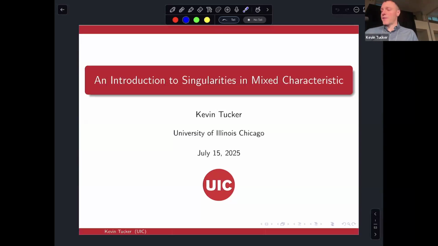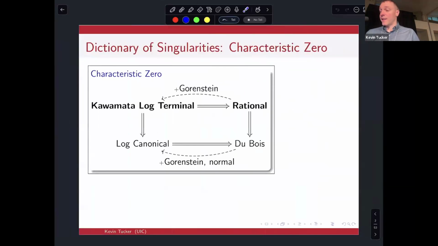Building on Carl's talk from yesterday, today I'll talk more in depth about singularities in mixed characteristic. More precisely, I want to tell you how we can extend and build a framework for singularities in mixed characteristic that enhances the ones we have in characteristic 0 and positive characteristic. Each framework in the different characteristics comes with its own dictionary of terms. So let's start by reviewing the dictionary of terms in characteristic 0.